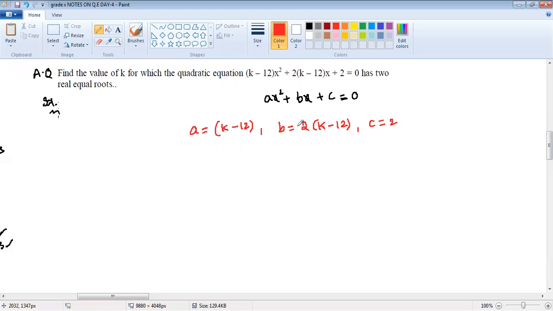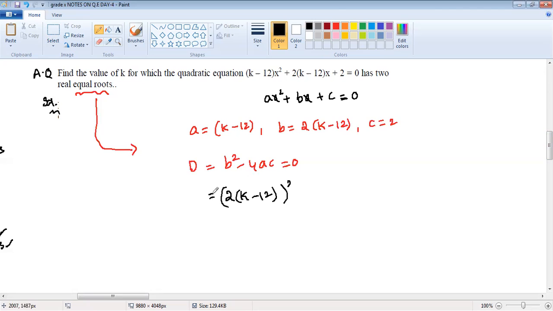What about the roots? Equal roots. What could you say? Discriminant b squared minus 4ac is equal to 0. Am I right, ma'am? So b squared, it means you can write 2 into k minus 12 whole squared, minus 4 into k minus 12 into 2, which is equal to 0.